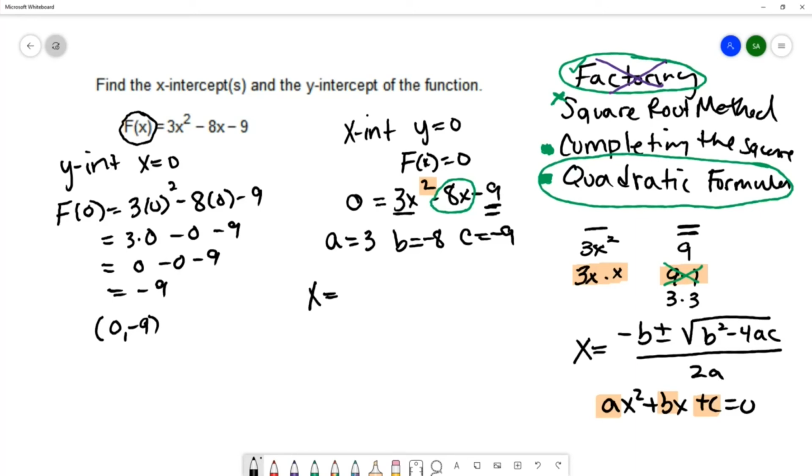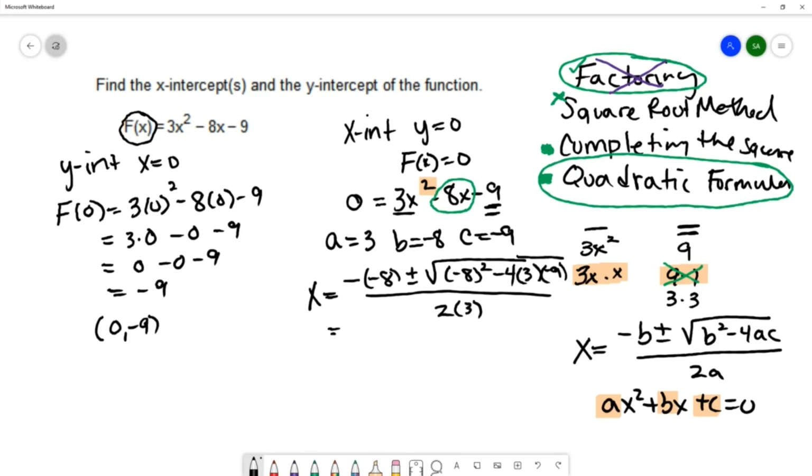That's going to give me x equals negative b. So I've got a negative in the formula, and b is also negative. Plus and minus the square root of negative 8 squared, that's b squared, minus 4 times a times c, all over 2 times a. Then we're going to use arithmetic to simplify. We're going to make sure we follow order of operations. A negative times a negative would be a positive 8. Negative 8 squared is 64.